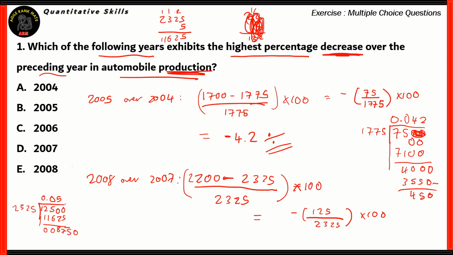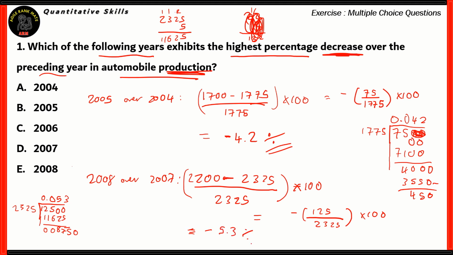And then when you add a 0 to it for the next decimal point, 2,325 times 3 gives you somewhere close to 7,000. So therefore we use that value here. So therefore 0.053 is the right value of the fraction. So when we multiply that by 100, we get minus 5.3%.